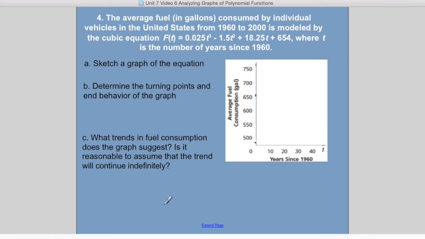You would do the same thing going on your table to get this, but let's just do it. At 0, if I plug in 0, you can all see I should get 654. If you plug in 10, you should get 711.5. If you plug in 20, you should get 619. When you plug in 30, you should get 526.5. And lastly, when you plug in 40, you should get 584.